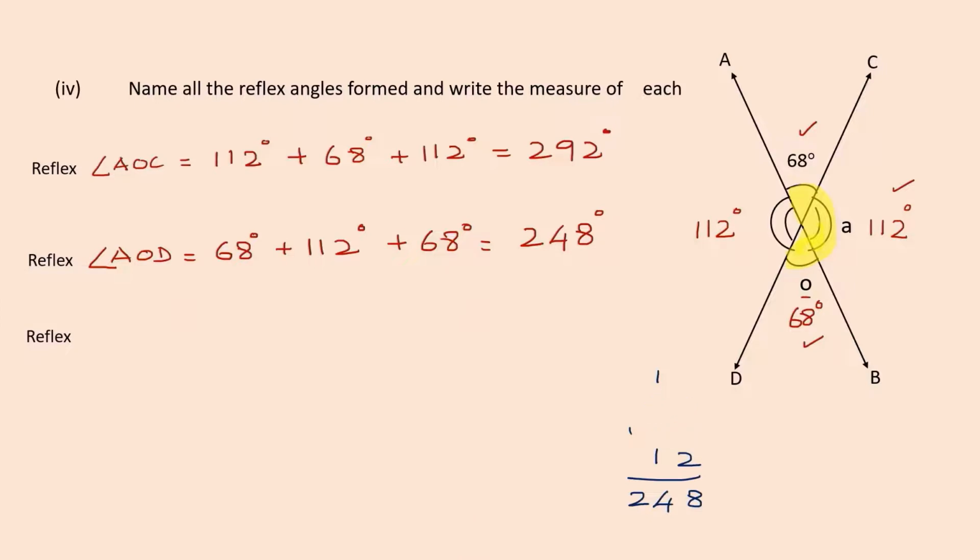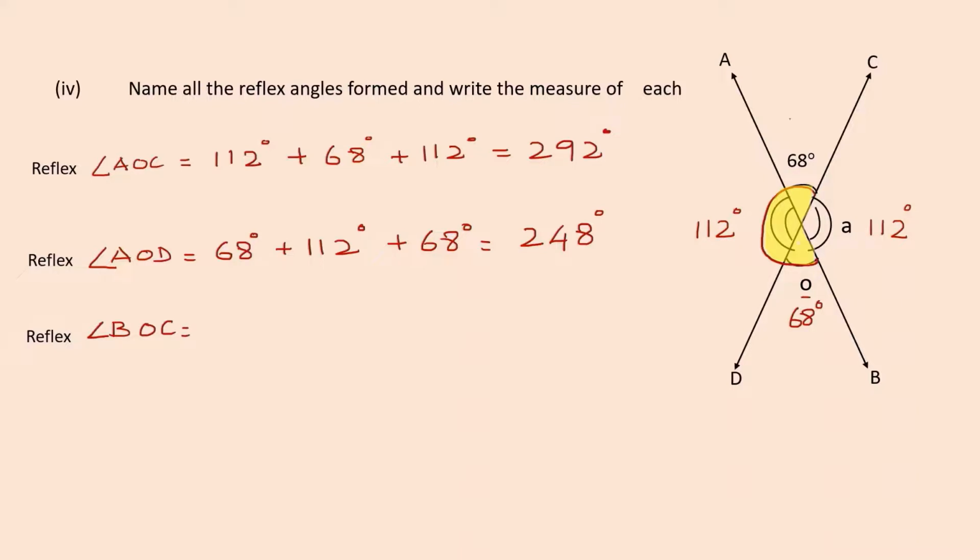So the next reflex angle, I can start with B. So I'm going to take away this and remove these. Now starting with B, I have angle BOC. So I'm going to leave out angle BOC, and I'm going to take the remaining. So when I take the remaining, this is my reflex angle BOC. Can you see? It covers 3 angles. Reflex angle BOC covers 3 angles. So let me write that, angle BOC.